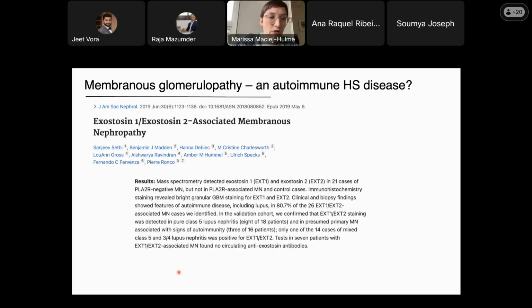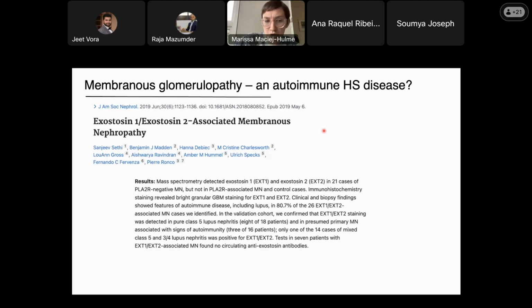At the time, we were unaware that heparan sulfate was anything involved in membranous glomerulopathy. But from searching in the literature, we then found there were one or two papers looking at heparan sulfate as a potential connection. And this one here, published in 2019, actually found that two of the polymerization enzymes, exostosin 1 and exostosin 2, are associated with deposition in the kidney of a small subset of the MG patients.